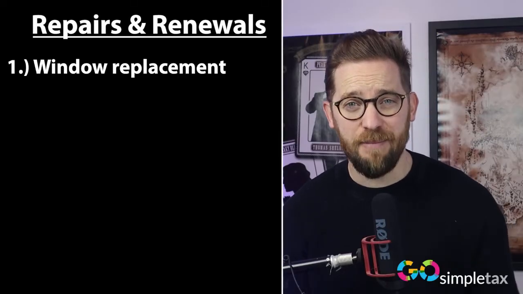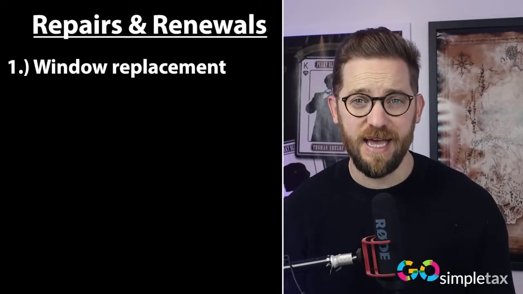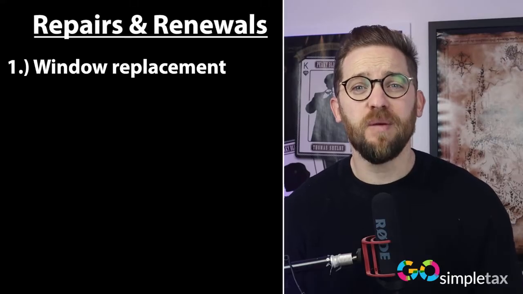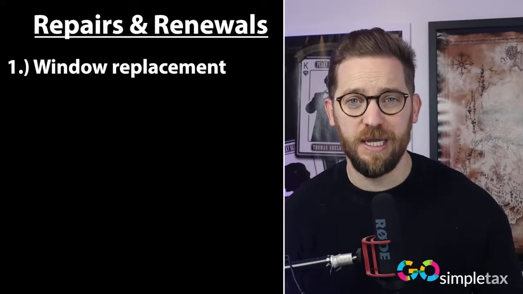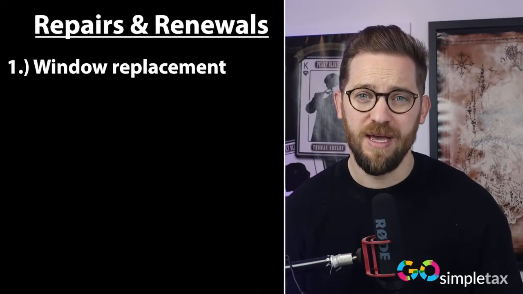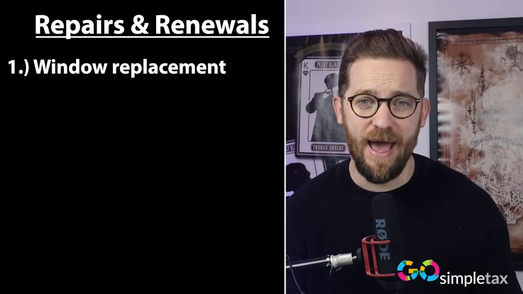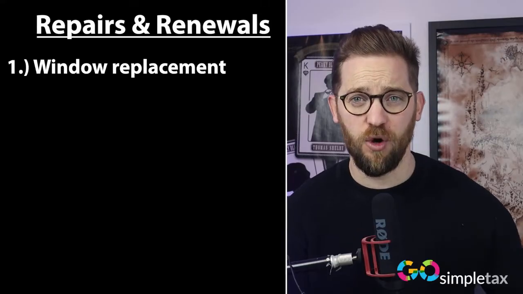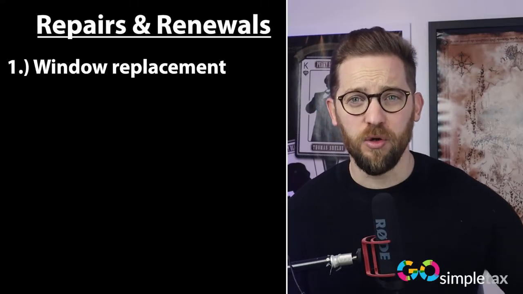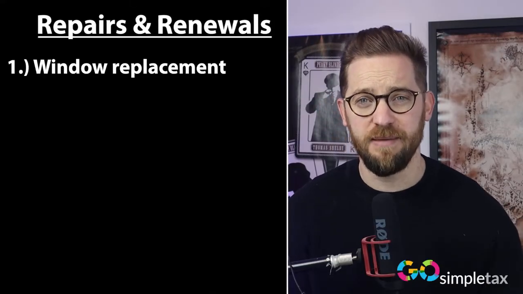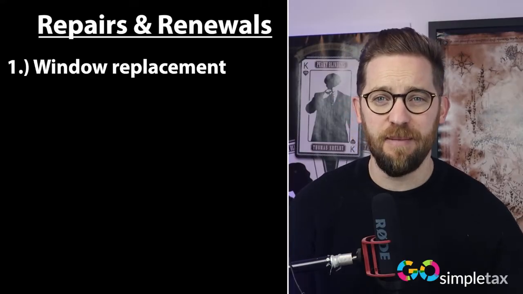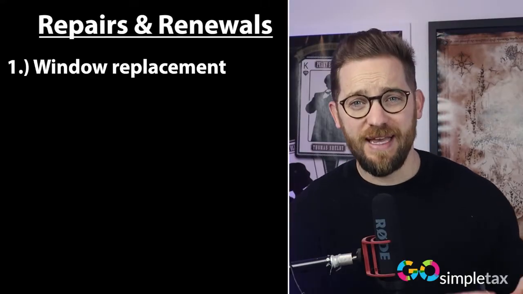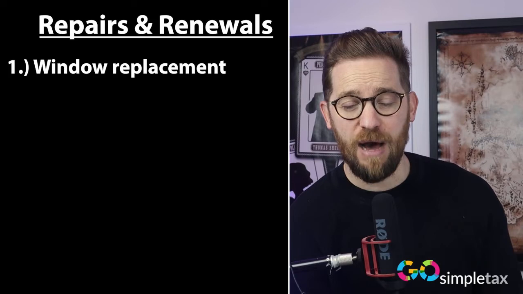So, replacing windows are a great example of this. If a window is damaged in some way, possibly by a tenant or in a storm, then replacing it would usually be fully allowable for the landlord, as that would be considered a repair. If the landlord decides to upgrade their windows from single glazing to modern double glazed window frames, then this may be considered capital in nature, and where that is the case, it would not be allowable.